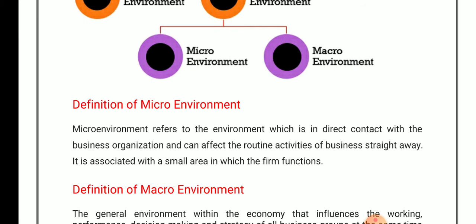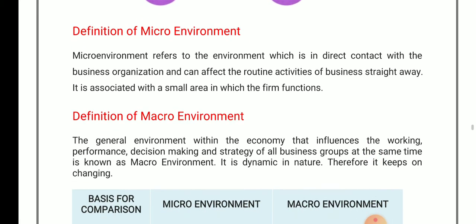Other than this, we have another environment that is known as macro environment. So what is a macro environment? The general environment within the economy that influences the working, performance, decision making and strategy of all business groups at the same time is known as macro environment, and it is dynamic in nature, because it keeps on changing.